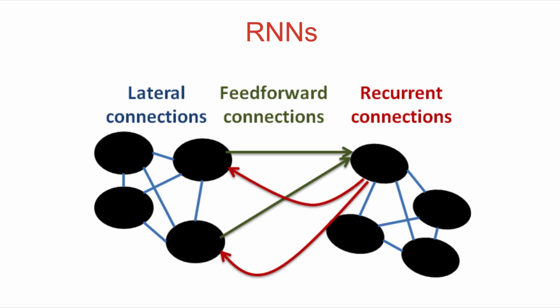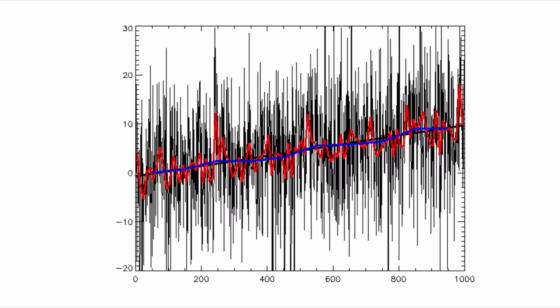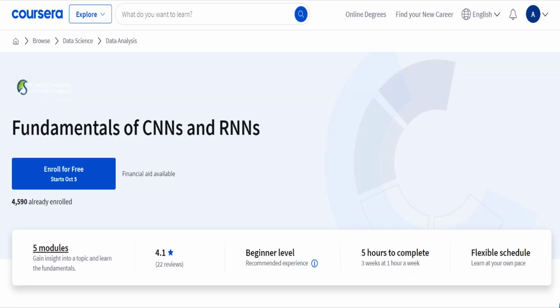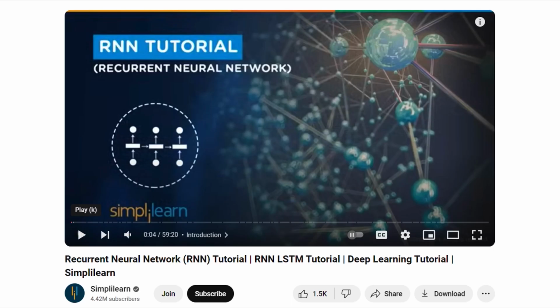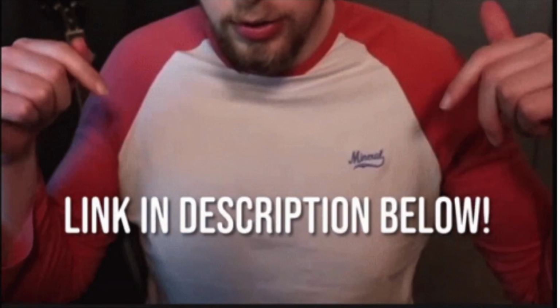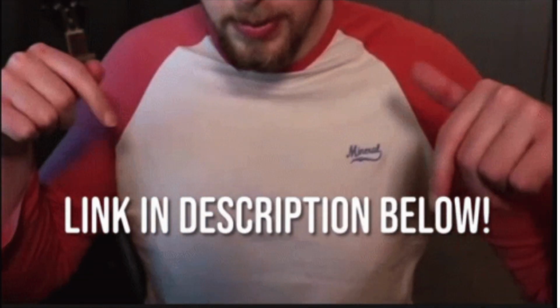After CNNs, let's talk about another important concept, which is recurrent neural networks, also known as RNNs. Recurrent neural networks are great for understanding sequences like videos or time series data. You can start learning RNNs by checking out Coursera's Fundamentals of CNNs and RNNs. And there are also tons of YouTube tutorials that cover the basics of RNNs. I have put all the links in the description below.